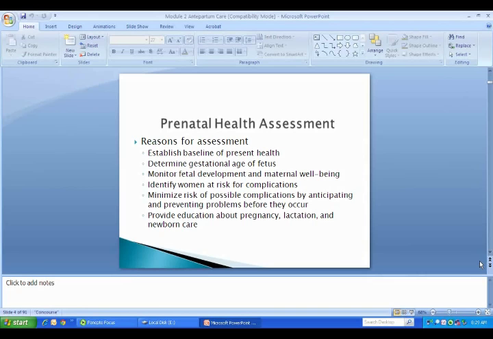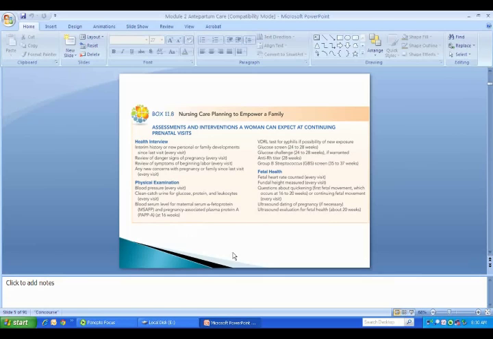Prenatal health assessment, we do it to establish a baseline of the mother's present health, determine gestational age of the fetus, monitor the fetal development and maternal well-being. We want to identify risks, and then we want to minimize the outcome of those risks, and also provide education regarding pregnancy, lactation, and newborn care.